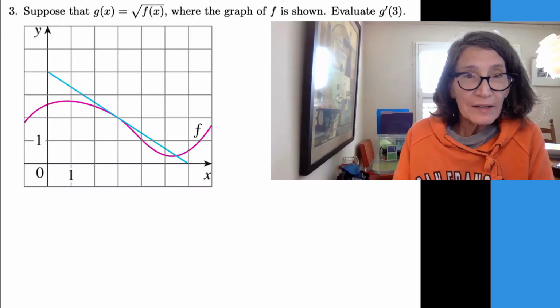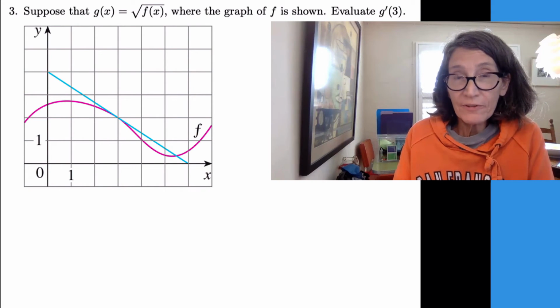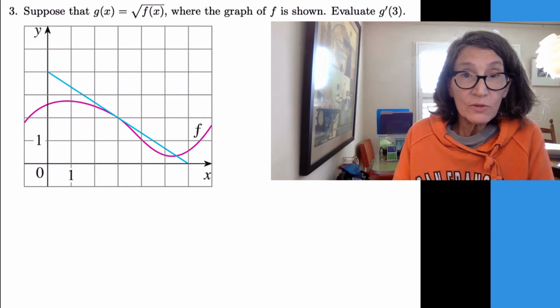All right, let's look at problem number 3. This is another graphical example of the chain rule. So this one says g of x is the function square root of f of x, and the graph of f is shown in this picture. And we are asked to find g prime of 3.